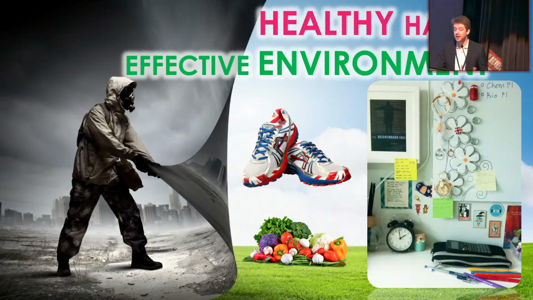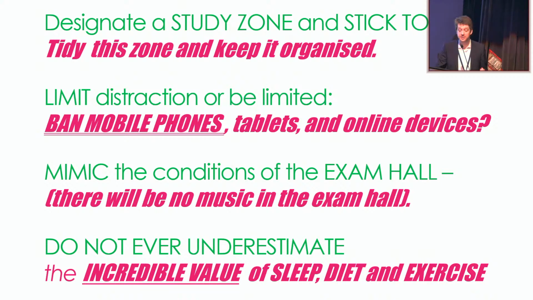And then lastly, I want to talk about healthy habits and an effective environment. So there's certain things that you can do to be best placed to make the most of the work you're doing. So a couple of things. It's shown to be good to designate a study zone and to stick to it. You want to keep it reasonably tidy so that it can be a professional place, different from your bedroom ideally. Limit distractions. You might want to ban mobile phones or the kind of electronics that are prone to distract you. You might want to take the initiative and be proactive with that.